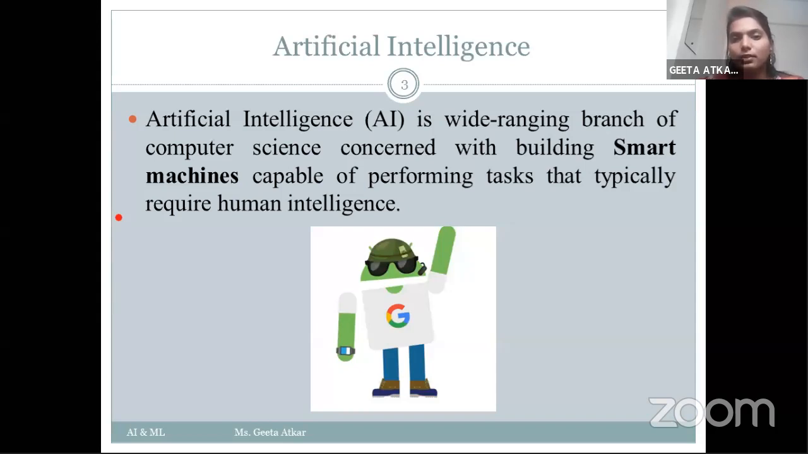For example, we are seeing the example of robots. Generally, I just want to give you one general real-time example. I just want to focus here on artificial intelligence, and how it is related to our real-time curriculum or regular routine.